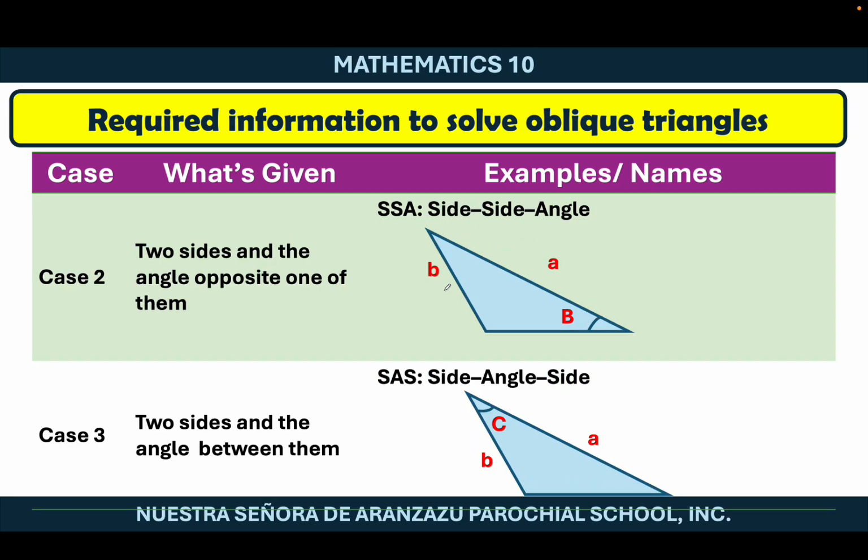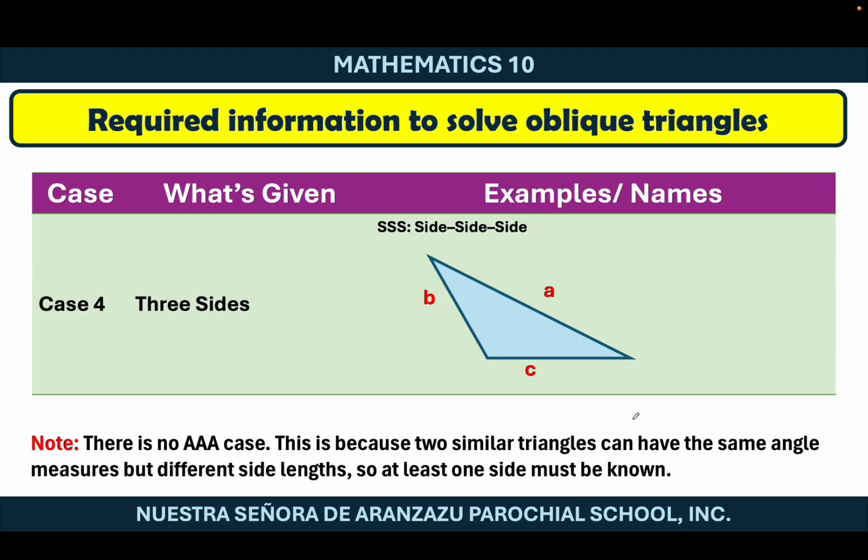Next, case 2: two sides and the angle opposite one of them. Two sides are given, then the angle opposite one of them. It can be opposite side b or opposite side a. Next, case 3: two sides and the angle between them, which is called SAS. So side, angle, then side. That is what is given to you.